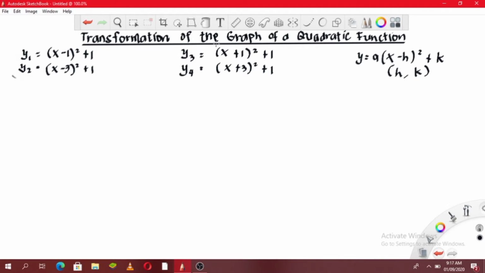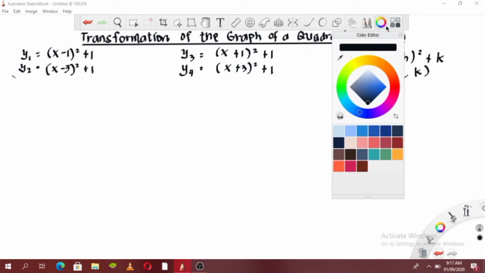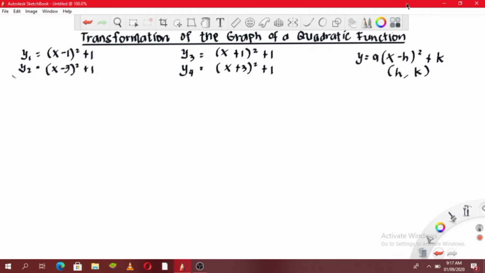Okay? These functions. So, in graphing, sabi nga natin sa lesson natin about graphing quadratic functions, kailangan natin ng vertex and the points on the left and the right of vertex. So, we can actually graph quadratic functions if we have at least 3 points. Nandun yung vertex and yung mga points sa left and right niya. So, kunin natin yung vertex nitong mga functions na ito para magamit natin in graphing.